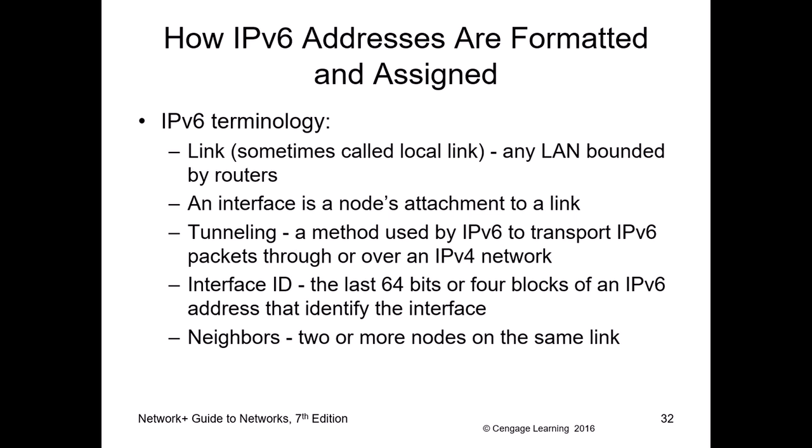Okay, a link local address is an address that is used inside your LAN, only your LAN. You won't be able to use it anywhere else. You cannot communicate with it. So every IPv6 device will have a link local address that it uses to communicate with devices inside the LAN. All right. Tunneling is a method that is used by IPv6 to transport IPv6 packets over IPv4. And the interface ID is the host portion of an IPv6 address. Neighbors are whoever is in your LAN, in your link.